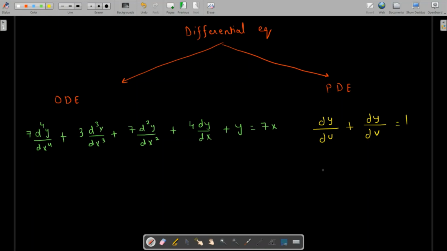It can be of an order greater than 1 as well. So let's say we have d square y over the partial derivative with respect to u and with respect to z plus dy over the partial derivative with respect to, let's say, t is equal to 7u. So this is again a partial differential equation. So these are the two broad categories of differential equations.